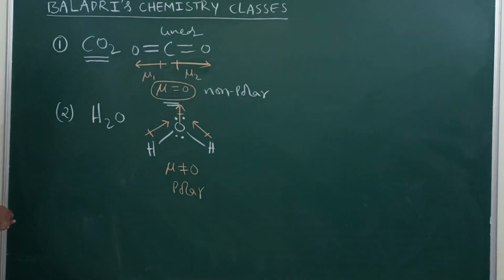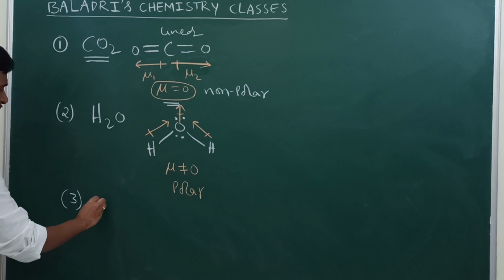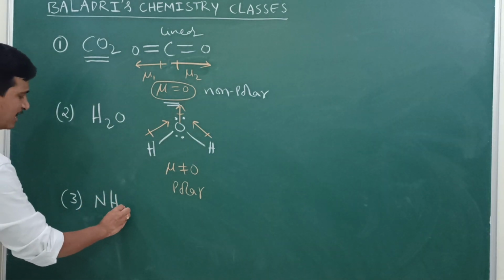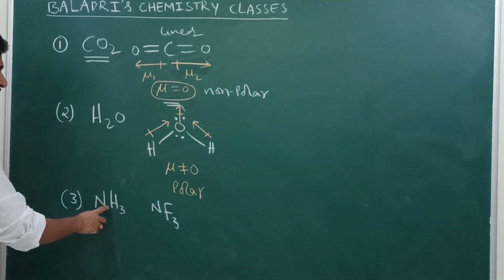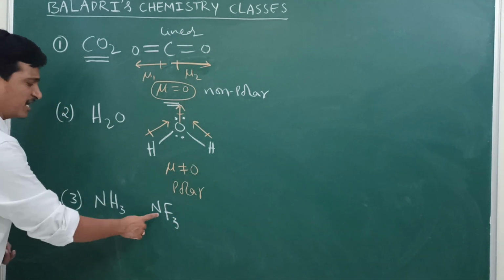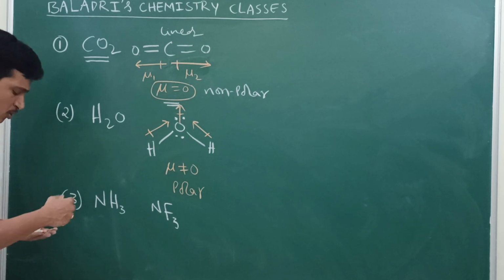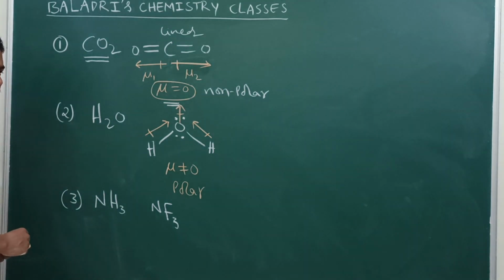Let me compare one more example here. This is a very important example. You can take ammonia, NH3, and another molecule, NF3. If I ask which is more polar between NH3 and NF3, most of the students will say that NF3 is more polar because fluorine is more electronegative.